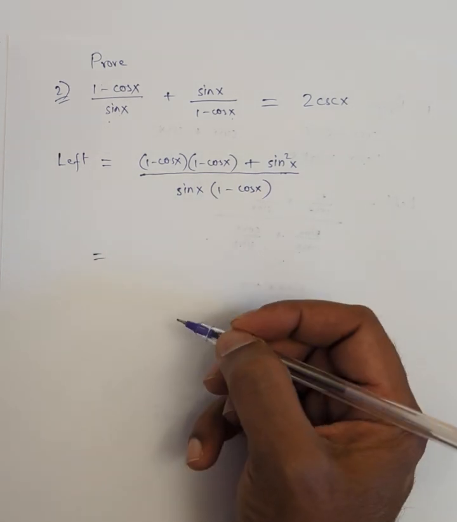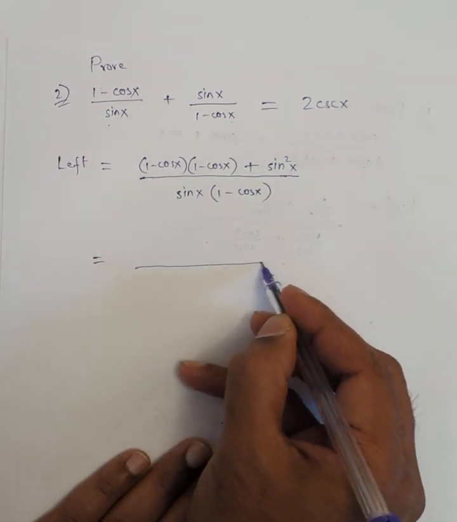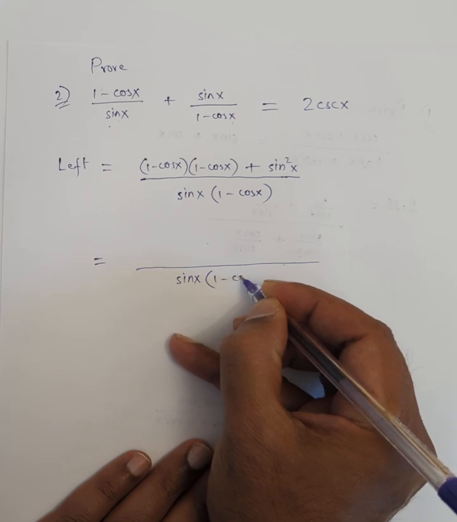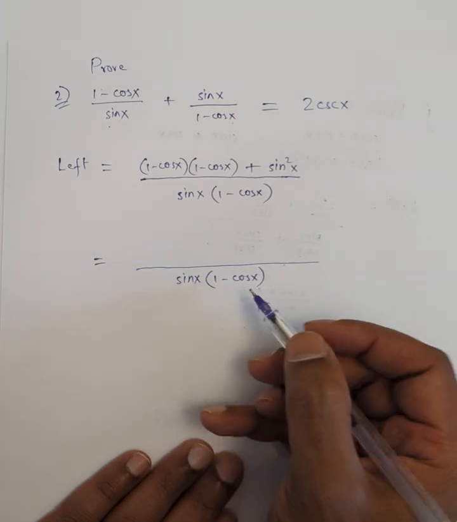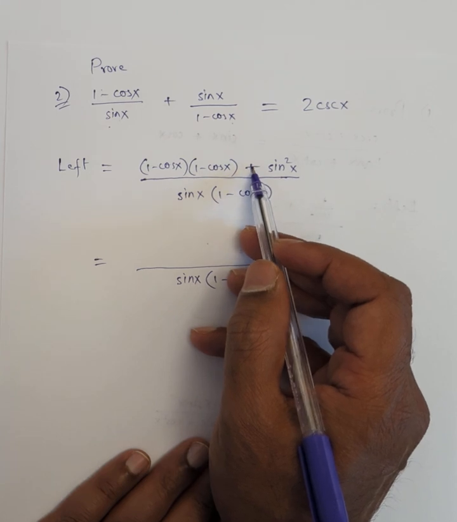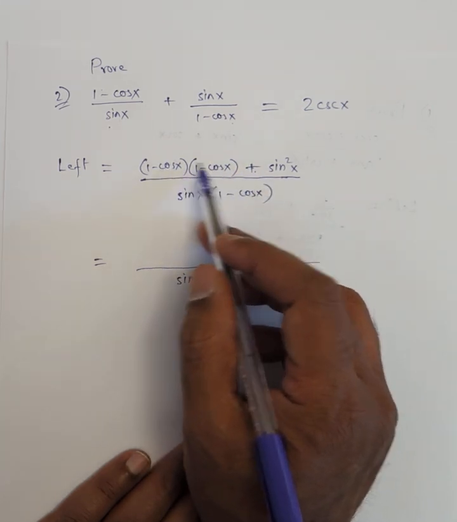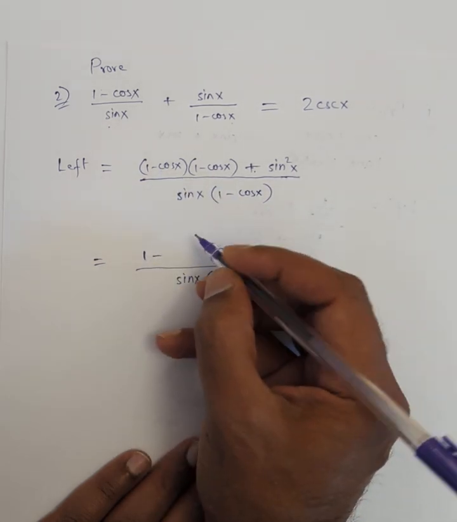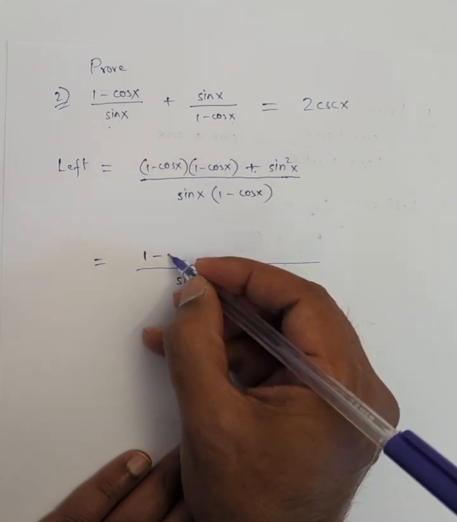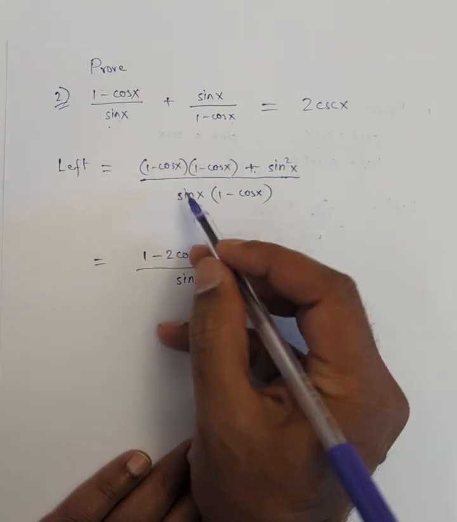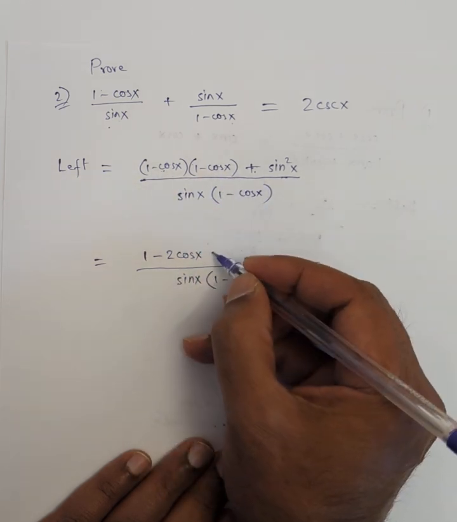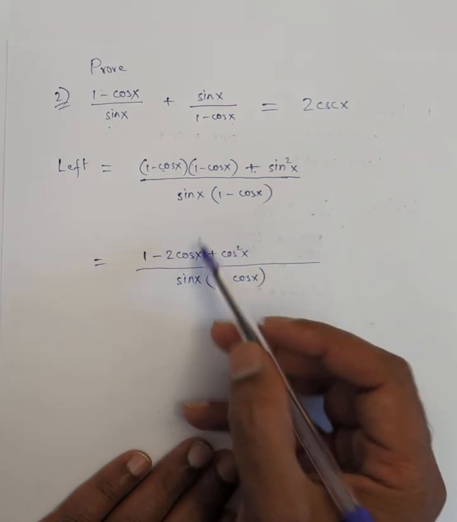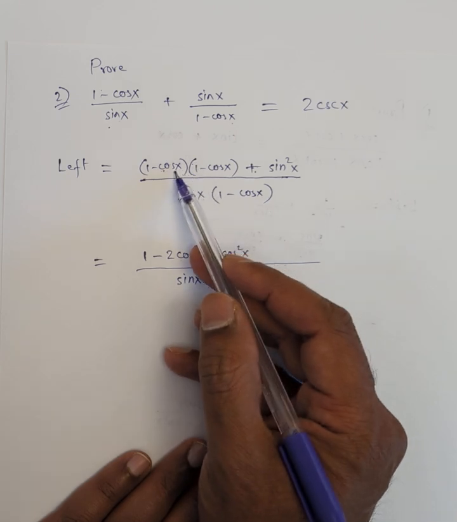Now it's time to simplify. The numerator, I'm going to copy the denominator because I don't want to break these factors. But here, look, there's a plus sign here, which means I need to expand this. So what do I get when I multiply 1 minus cos x with 1 minus cos x? I get 1 minus cos x minus cos x. So that is 1 minus 2 cos x. And then negative cos x times negative cos x is plus cos square x. So these are the three terms I get when I multiply these two factors.